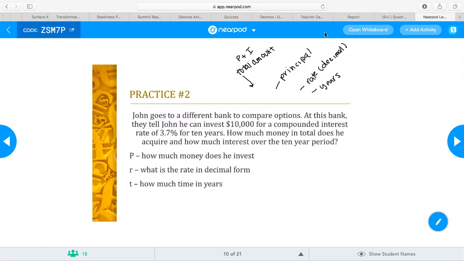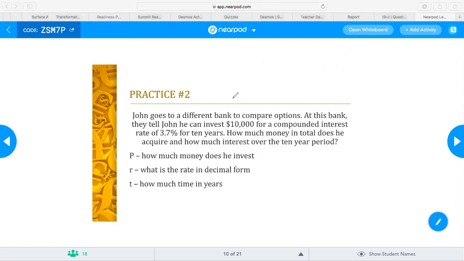So let's look at a problem, and I'm going to go through it slowly. Please speak up if you do not understand. John goes to a different bank to compare options. At this bank, they tell John he can invest $10,000. Pause. What does this represent? P, principal. This is how much he starts with. This is how much he invested. He can invest $10,000 for a compounded interest rate. This tells me this is compound interest.